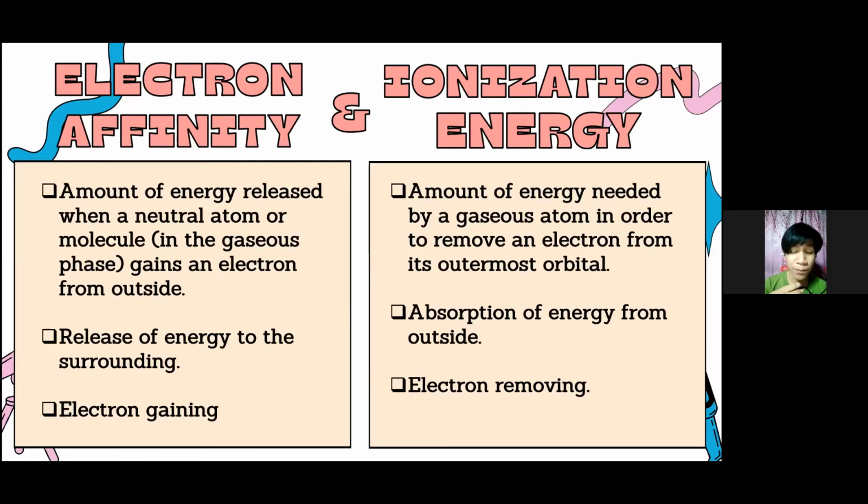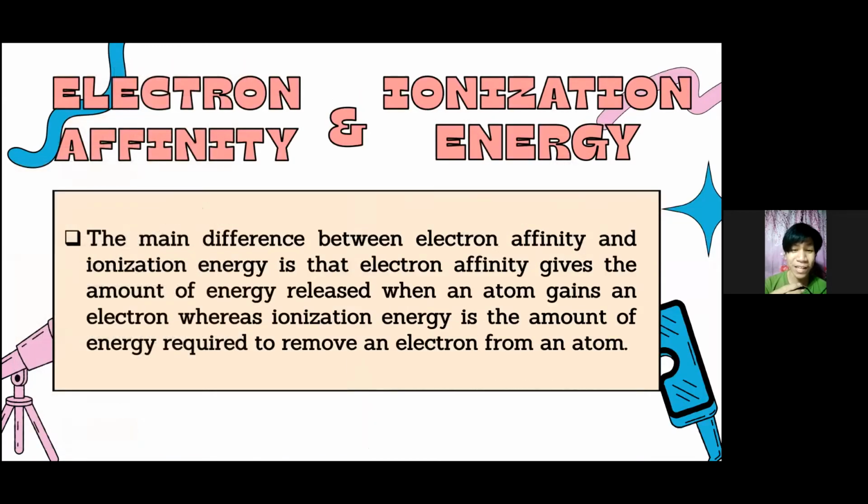Lastly, the primary difference between electron affinity and ionization energy is that electron affinity refers to the energy released when an atom receives an electron. However, ionization energy refers to the energy required to remove an electron from an atom. Next.